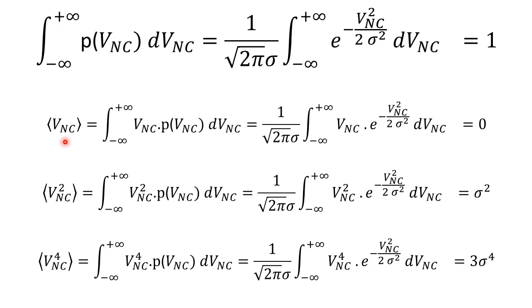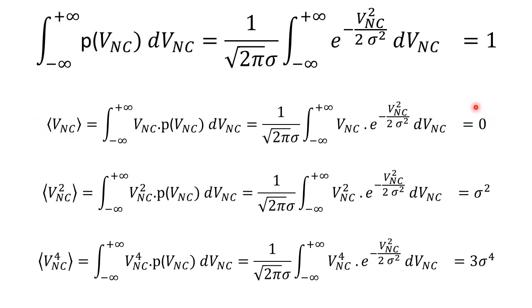Now, when I'm looking at the average of a certain quantity, for example the average of VNC, all that I need to do is put in VNC, the object that you want to average, and then multiply it by the probability distribution. So this is basically a weighted average. If you do this weighted average, you will see that the average of VNC, as I mentioned, is actually 0. It is centered and maximum at VNC equal to 0. That is the average value, and it is symmetrically distributed about this average of VNC equal to 0.